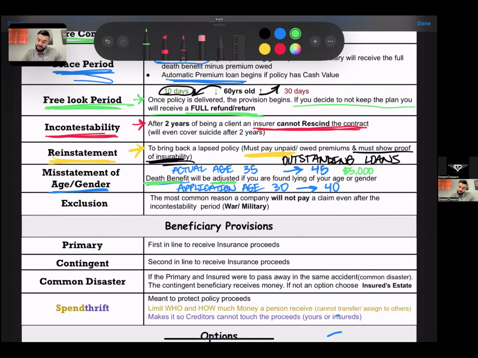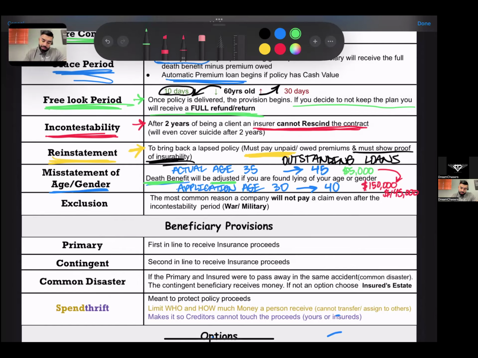Let's say my life insurance coverage is 150,000. So they deduct this 5,000 from here. So my beneficiaries are only going to receive $145,000. Okay. So it's just going to be adjusted to whatever the extra premium that should have been paid. They're just going to deduct it from the death benefit. Okay. But they still pay out the death benefit.